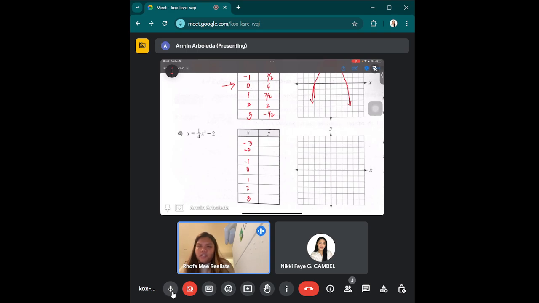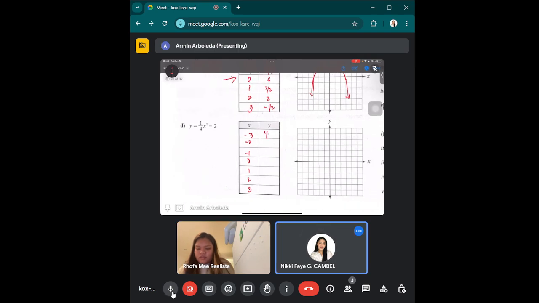One fourth, positive 1/4, and then negative 1, and then negative 7/4, and then negative 2, and the same thing. Seven, 7/4. Negative 1 and then 1/4.